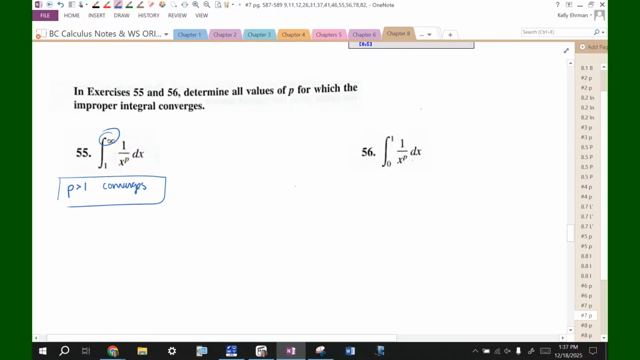What about this one? This one I can't just say p greater than 1. I would need to actually go through and integrate this. First of all, there is a discontinuity there. So I would say the limit as a approaches 0 from the right of the integral from a to 1 of x to the negative p dx. That would equal the limit as a approaches 0 from the right of x to the negative p plus 1 divided by negative p plus 1.